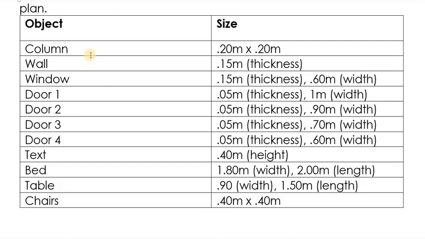And below are the sizes. For our column, the size is 0.20 meter by 0.20 meter. So you are going to solve, compute or convert 0.20 meter into centimeter. All these sizes should be converted into centimeter so you will not have difficulty placing them in your drawing paper. So the sizes will be clearer because you will be using centimeter, which is the unit on your T-square or triangle.